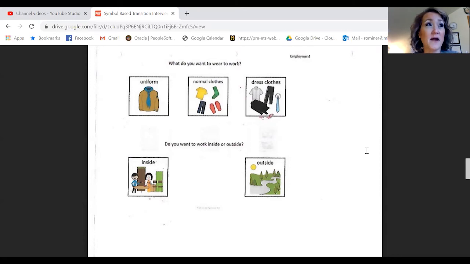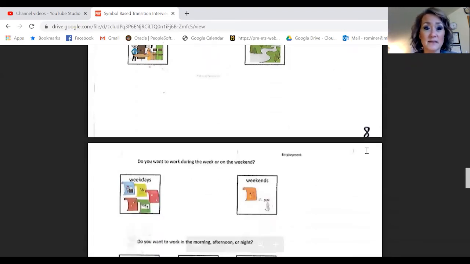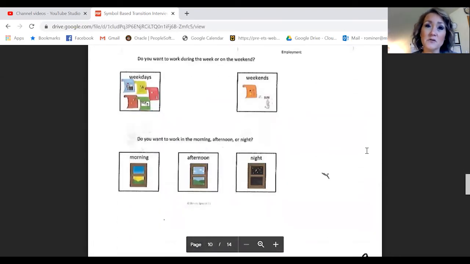Do you want to work inside or outside? Very important, because that helps us narrow the choices of jobs that we introduce them to. If they don't want to work inside, then I'm not going to try to get them an office job. I'm going to work on getting them something that works outside.